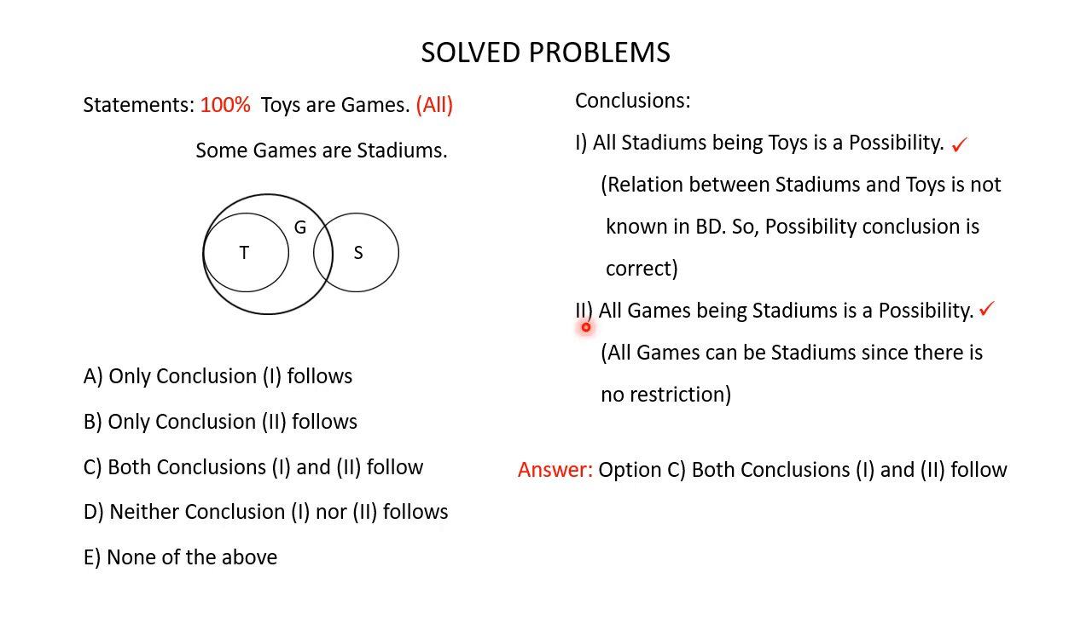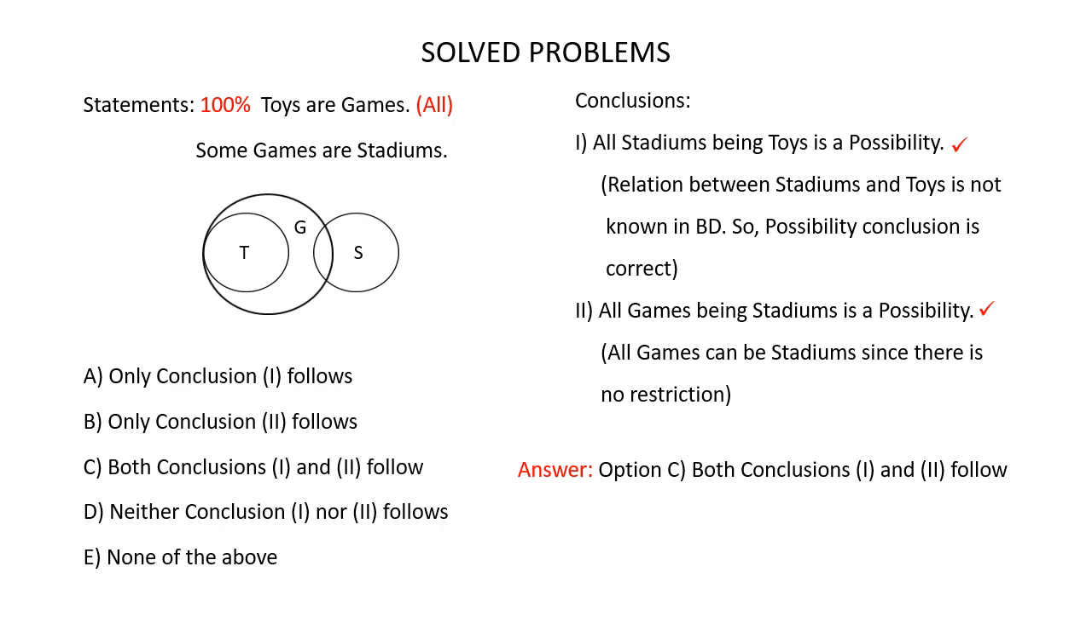Conclusion 2. All games being stadiums is a possibility. So you have games here and stadiums here. Clearly, since there is an overlap between games and stadiums in this basic diagram, the relationship between games and stadiums is known. Some games are stadiums as per this basic diagram.